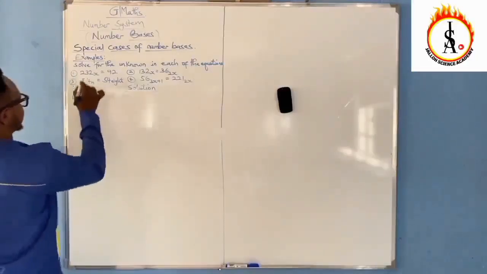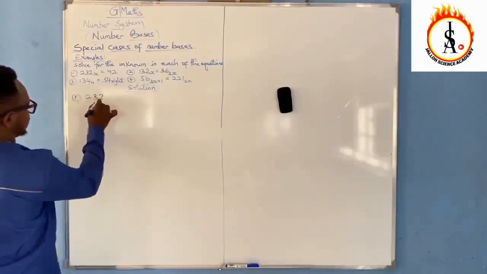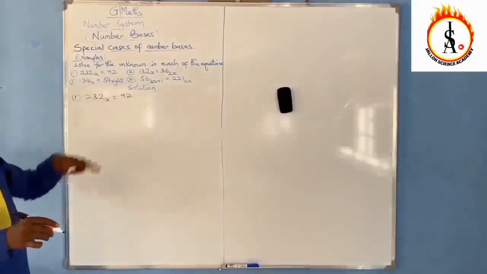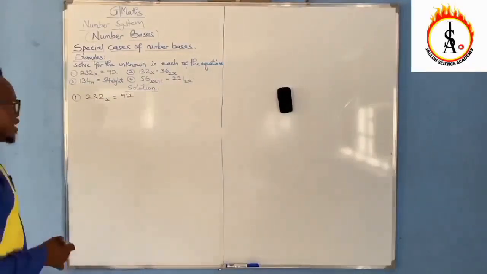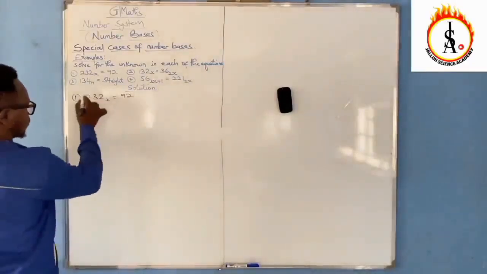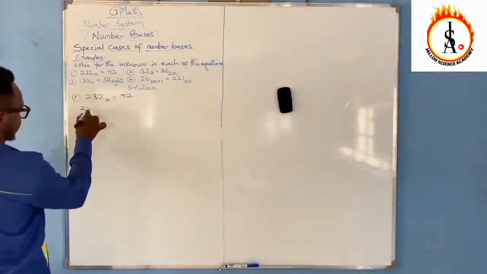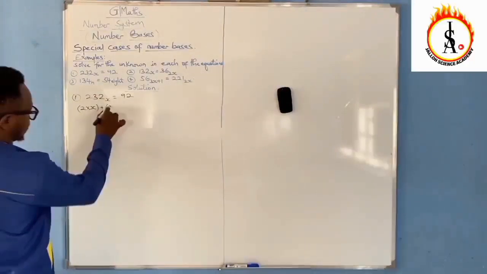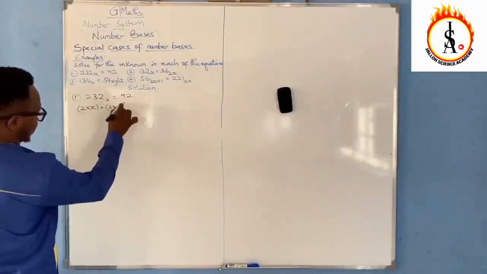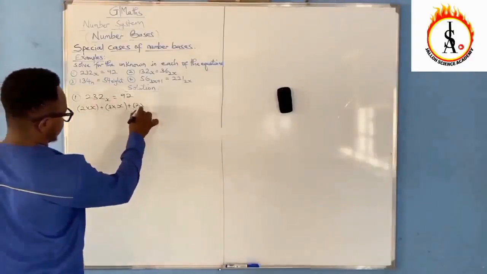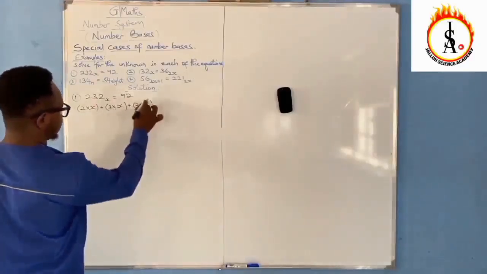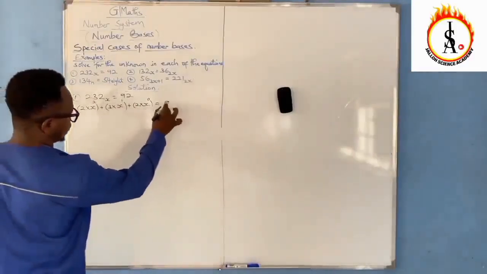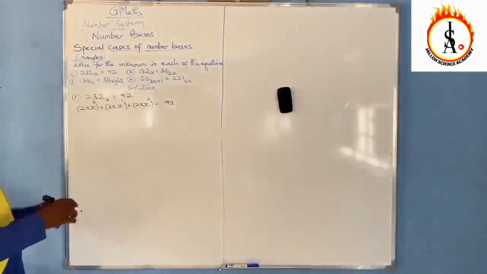Example 1, we have 2, 3, 2 base x is equal to 92. This number is written without a base. That tells you it's in base 10. So here, what we do, we have to convert this to base 10. Say 2 multiplied by x, put it in a bracket, 3 multiplied by the base x, plus 2 multiplied by the base x. This gets power 0 because it's the unit number, then power 1 and power 2, we equate it to 92. So we simplify further.